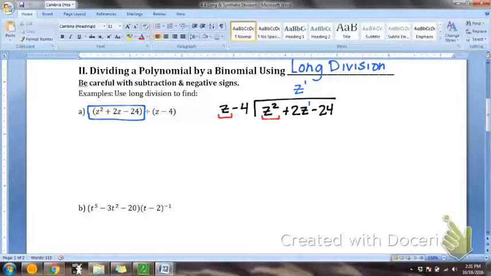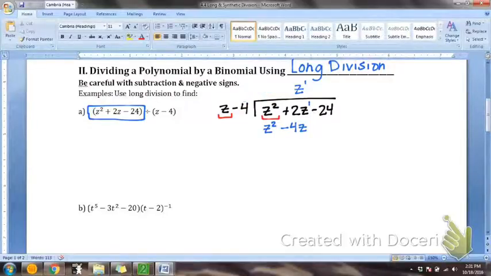All right. Now, to get our number that we put underneath, I'm going to ask myself, z times z is what? Z squared. So again, that's going to go underneath the z squared. Then I'm going to ask myself, what is z times negative 4? What would you say? Negative 4z, and that's going to go underneath the z column. Do you guys see how they're lined up? You got your z squareds, you got your z's. You see that? Yes or no? Yes. Okay.